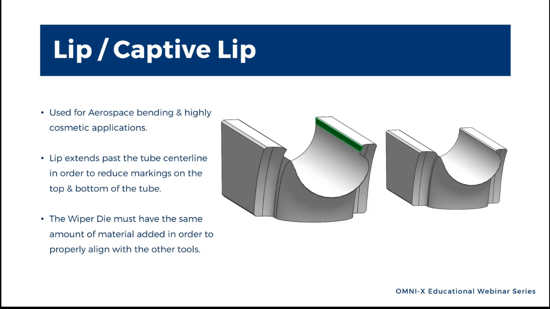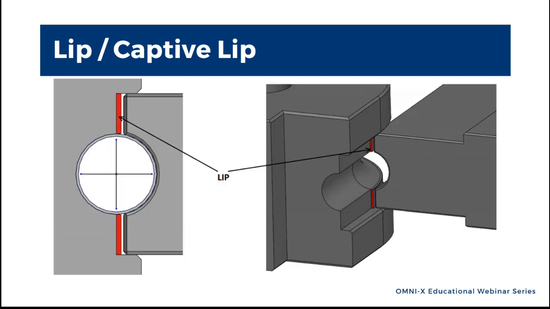The amount of lip is typically 6% of the tube OD, maxing out around 3/16 of an inch or just under 200 thousandths of an inch. As examples, a 2-inch tube OD would have about 120 thousandths of an inch of lip, while a 5-inch tube OD would have 3/16 of an inch or 187 thousandths of an inch of lip. The wiper die must have the same amount of lip as the bend die in order to properly align with the other tools.